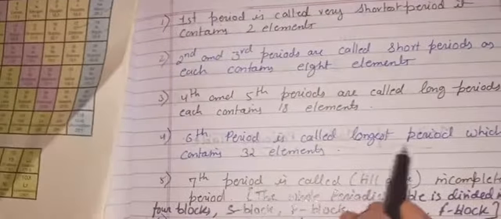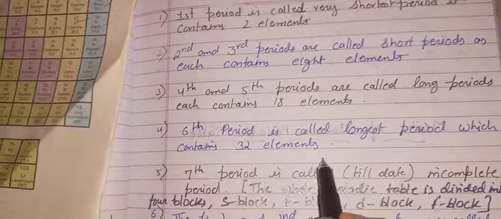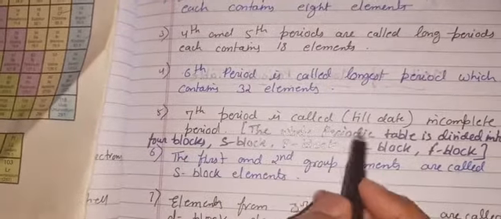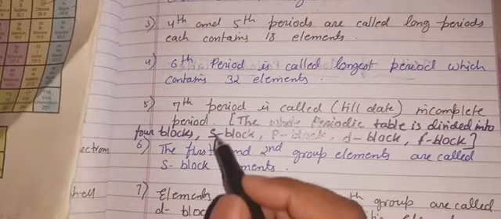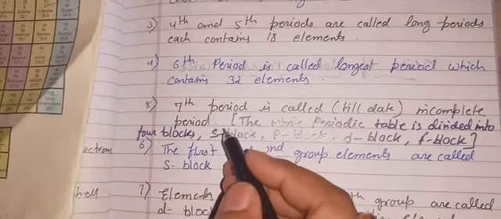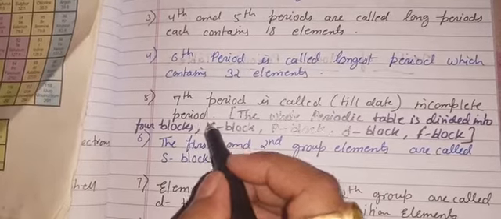While sixth period is called longest period, which contains 32 elements. Seventh period is called, till date, an incomplete period. Still there is a chance that a few more elements will be discovered and will be kept in the seventh period. So we have to learn about these things.